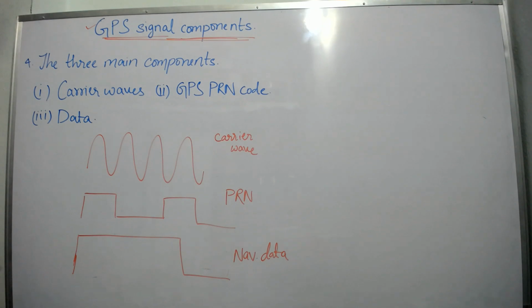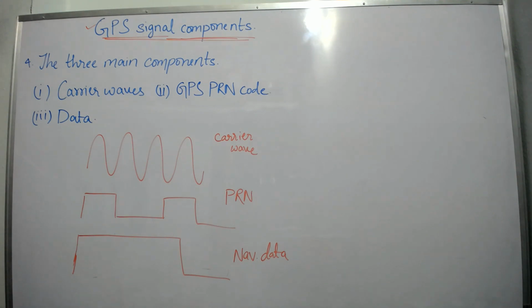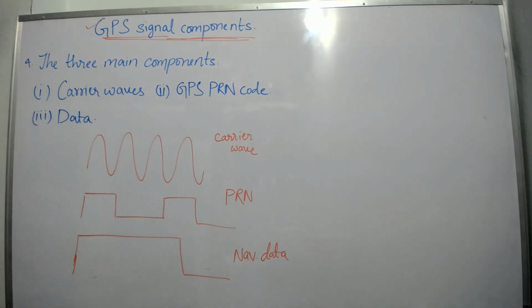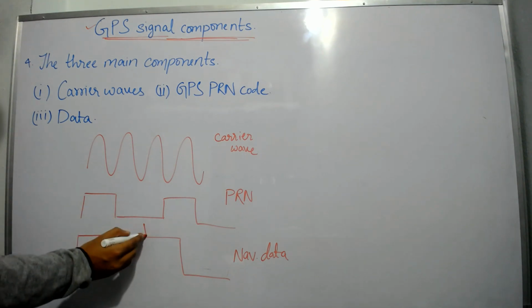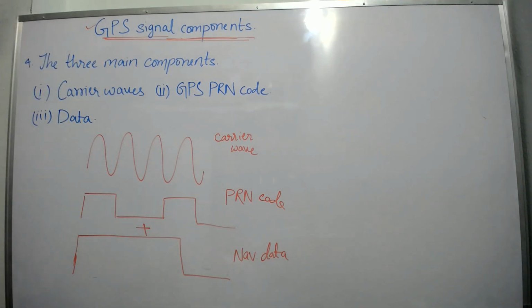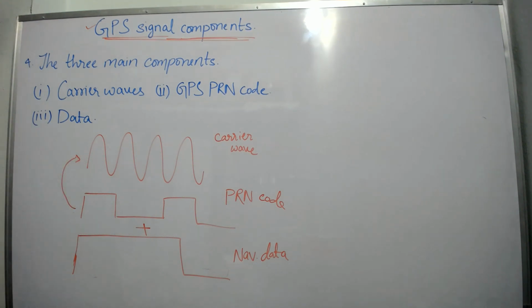which is nothing but pseudo-random noise code. The data and code, data plus code, are put together first. This is the PRN code and this is the navigation data. These two are put together first and then they get modulated with the carrier frequency, which gives us the modulated GPS signal.